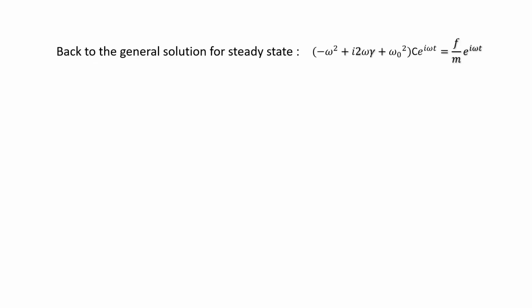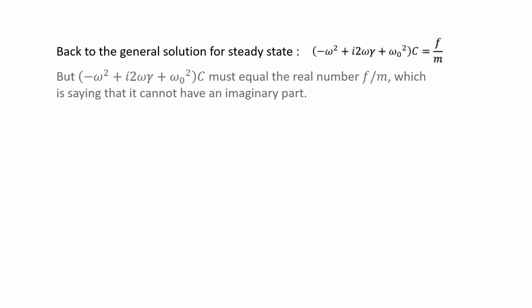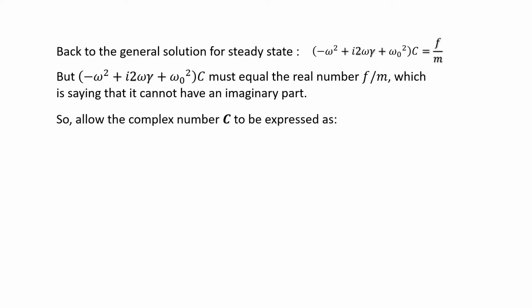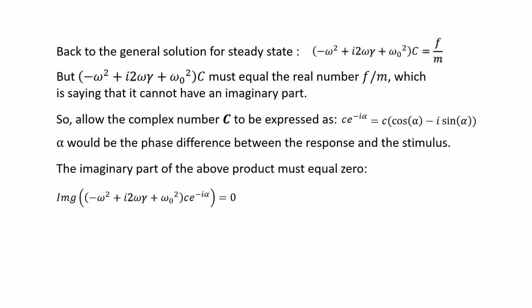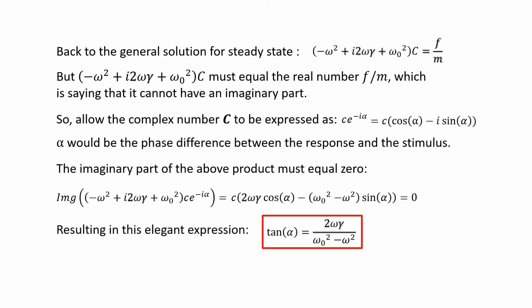We can cancel the exponentials and the expression takes the form. The left-hand side must equal the real number f over m, which is saying that it cannot have an imaginary part. So allow the complex number c to be expressed like this. Alpha would be the phase difference between the response and the stimulus. The imaginary part of the above product must equal 0. Rearranging, resulting in this elegant expression.